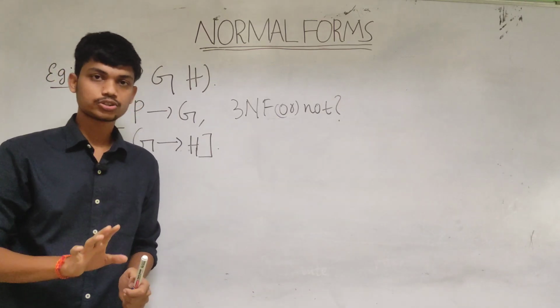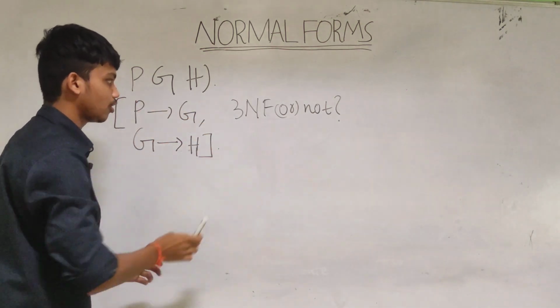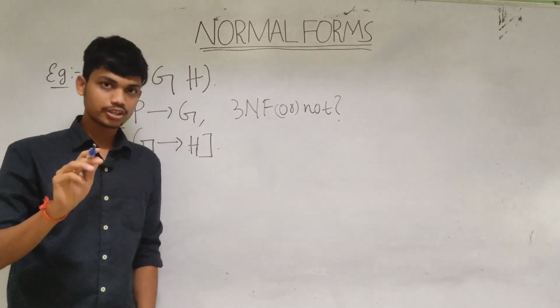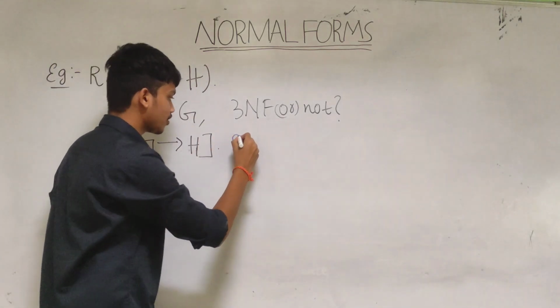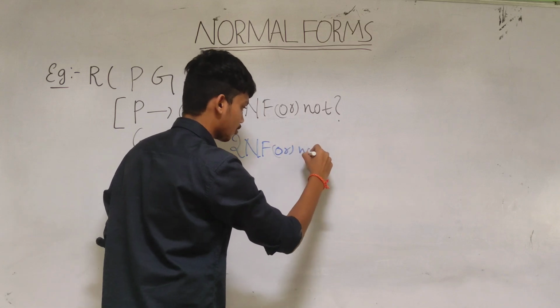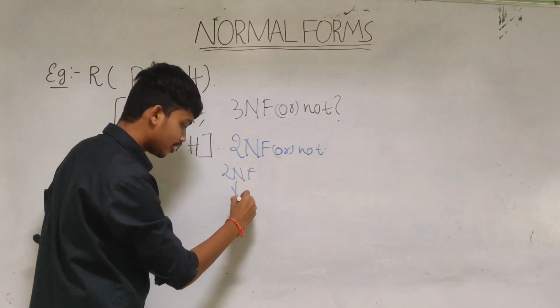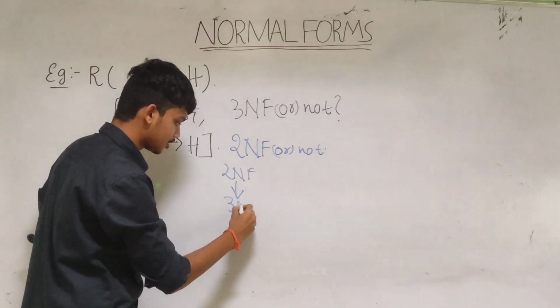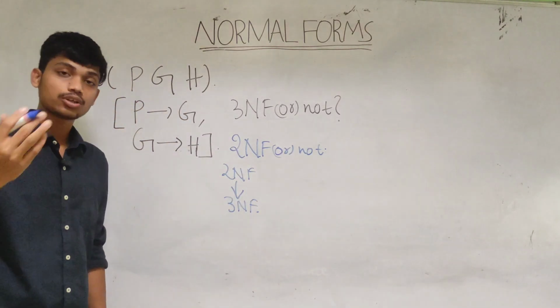Now take a look at this question. We need to check whether this relation is in 3NF or not. Now remember one thing: if you want to check whether a relation is in 3NF or not, you first have to check whether that relation is in 2NF or not. If a relation is in 2NF, then only should you check whether it is in 3NF. 3NF is the normal form after 2NF.